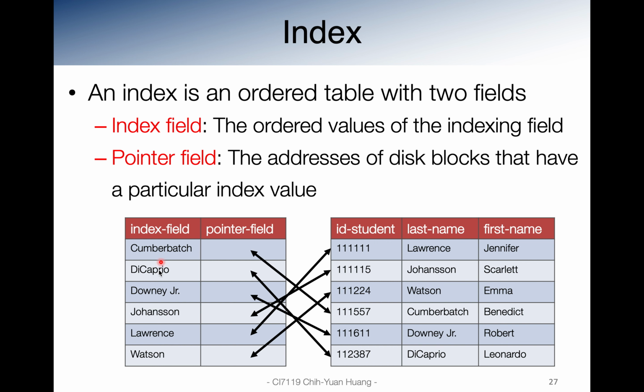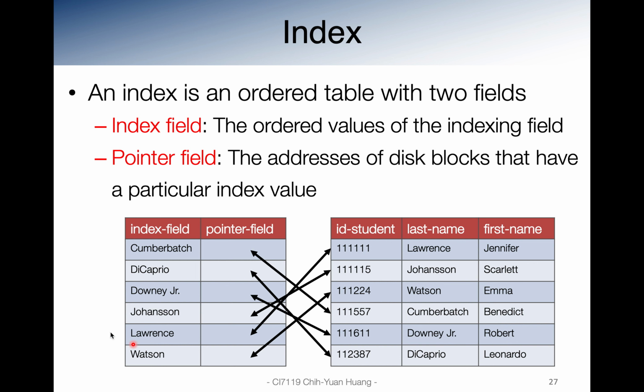So however, there will be a lot of last names, and eventually there are too many last names in the world, and then you will have an index that is a little bit too large to fit in the memory, or to fit in one disk block. So in this case, maybe we can create another index to index the specific attributes of this index field.